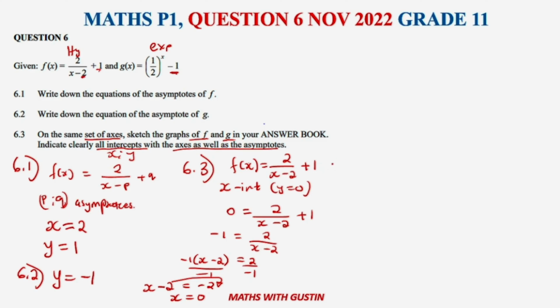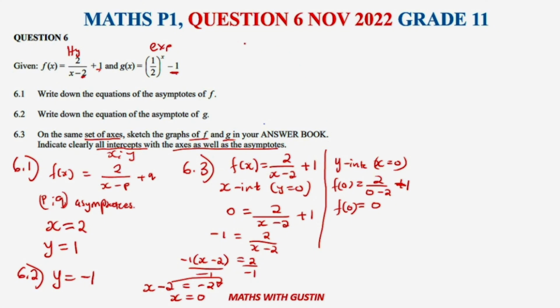Now let's look at the y intercept for the same function. We get the y intercept when x is equal to 0. So it's going to be 2 over 0 minus 2, plus 1. If we solve this, we get 2 divided by negative 2, which gives us negative 1, plus 1, which is going to be 0. So when x is equal to 0, y is equal to 0. Great stuff.